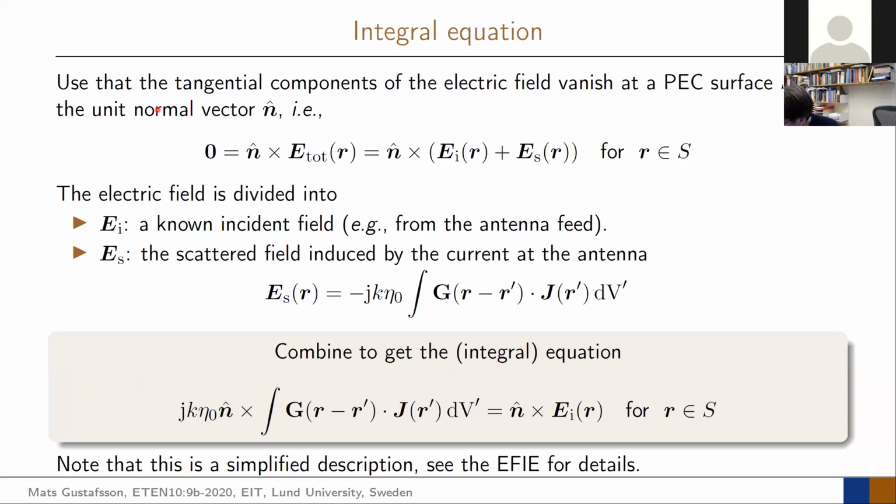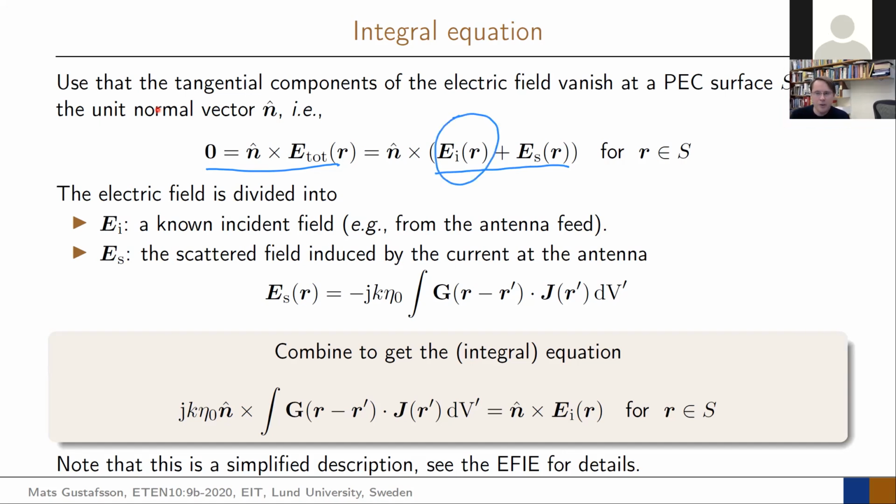So we put that the total electric field is 0 at the metal. And we divide the total field into an incident field and a scattered field. The incident field here is known, and then I should determine the scattered field. The scattered field can be written up, in these cases, from my induced currents. That gives a scattered field, and that actually gives me the integral equation that I should solve.